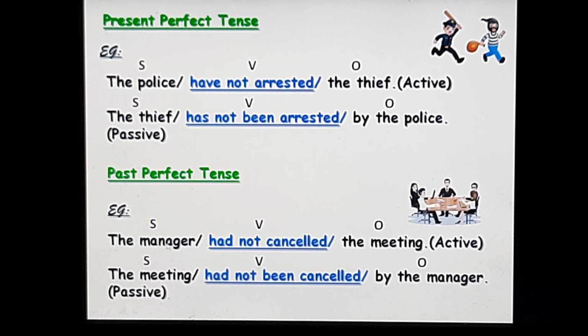In the past perfect tense, the example, the manager had not cancelled the meeting. In the passive form, the meeting had not been cancelled by the manager.